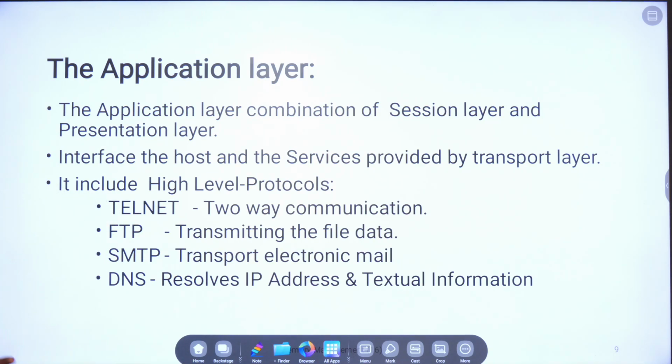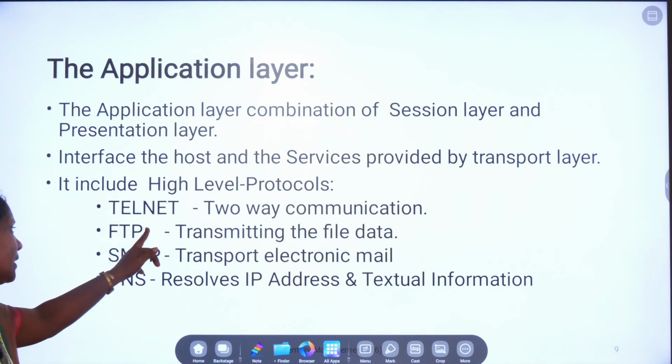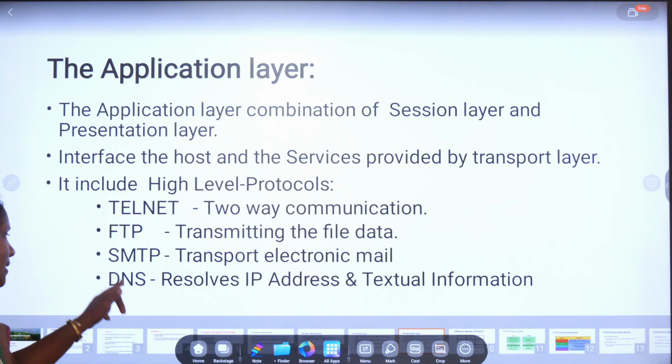Host means the first host network layer. The first host network layer is a service provided by the transport layer, because the transport layer transmits the data from source to destination, and it includes a number of high level protocols. It has four protocols. First one is Telnet, second one is FTP, third one is SMTP, and fourth one is DNS.